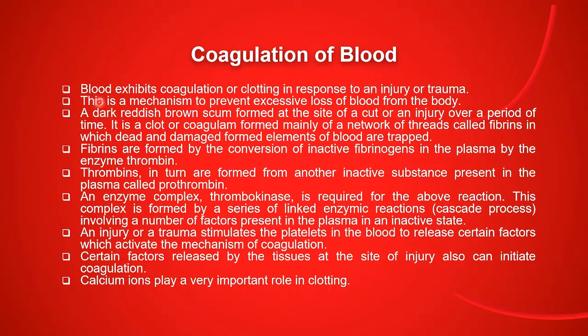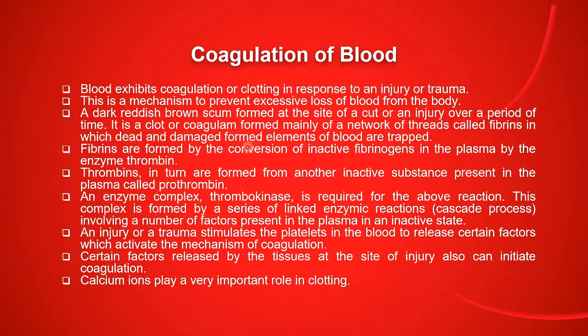Now, coagulation of the blood. Blood exhibits coagulation or clotting in response to injury or trauma. It is a mechanism to prevent excessive loss of blood from the body. A dark reddish brown scum forms at the site of a cut or an injury over a period of time. We have all seen this. It is called a clot or coagulum. These are formed by a network of threads called fibrin, in which the dead and damaged cells and other formed elements of the blood are trapped. This way the clot is formed.